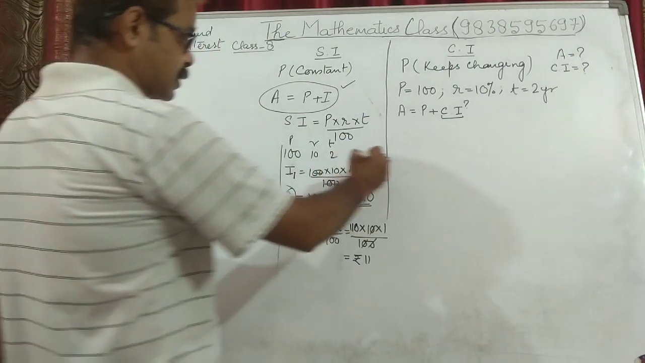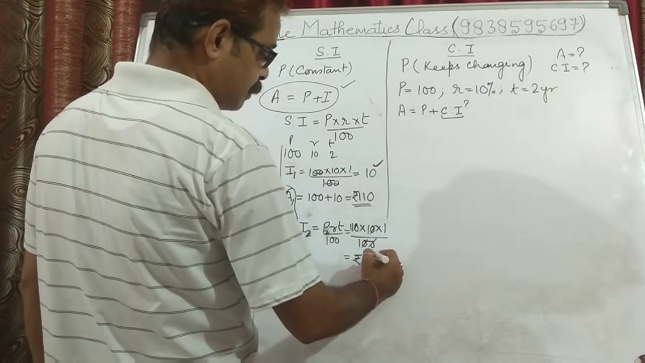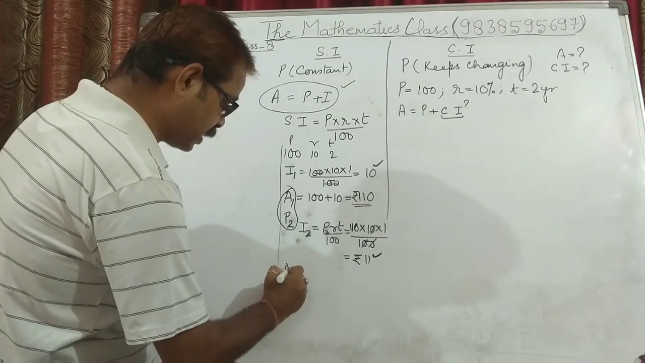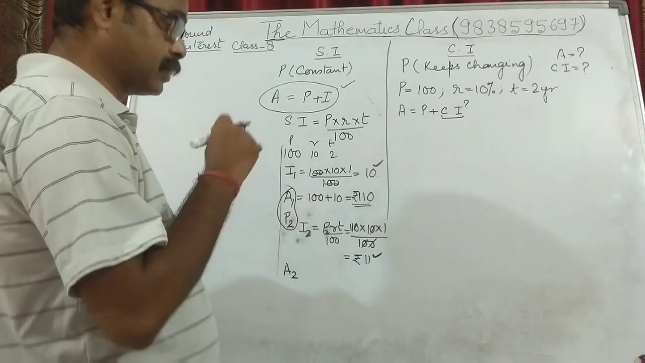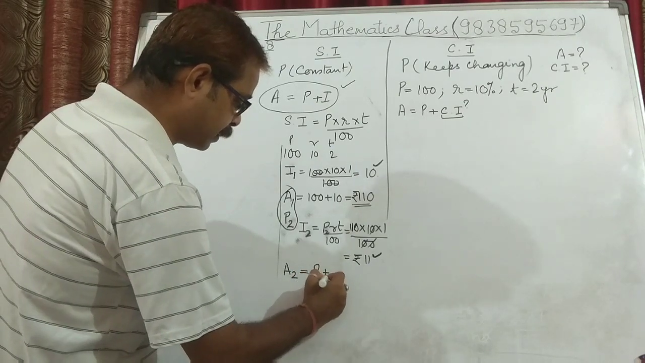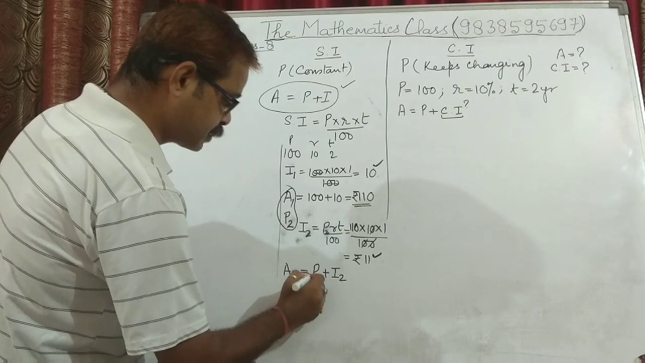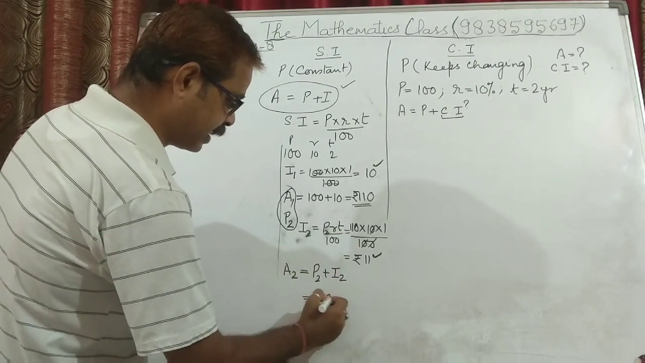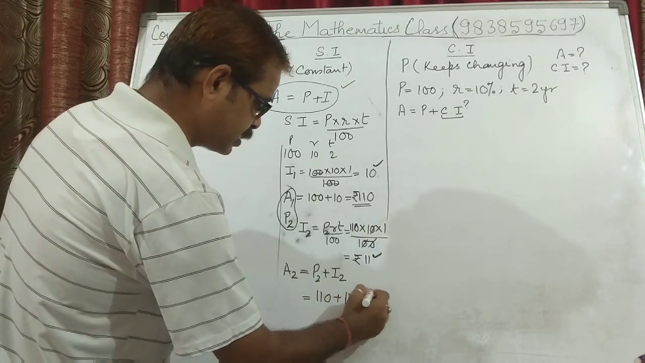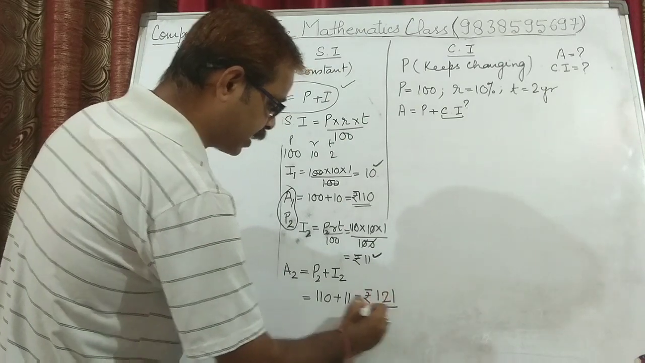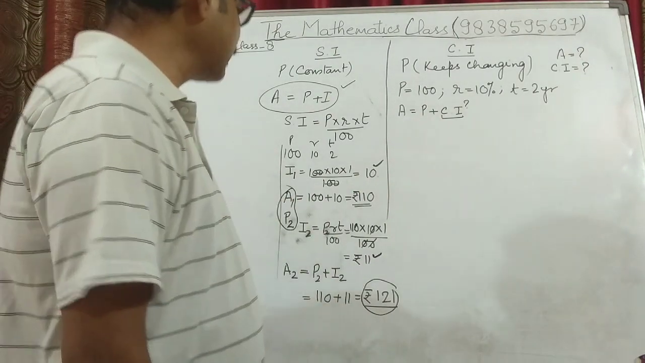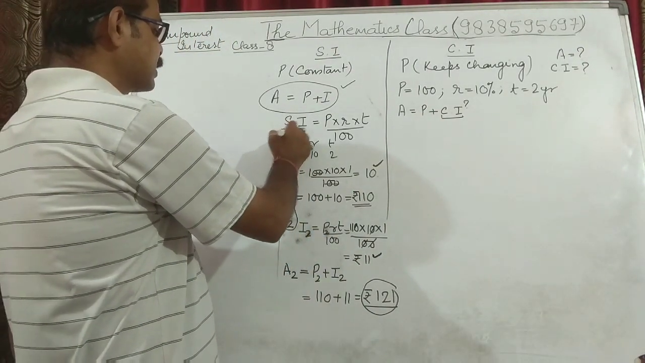You can see the difference. For the first year the interest was 10, but now the interest is rupees 11. It means the amount after the second year will be the principal for the second year plus the interest for the second year. Principal for the second year was 110 and interest is 11, so it becomes rupees 121. Now you can easily make out the difference between compound interest and simple interest. This we have calculated as compound interest.